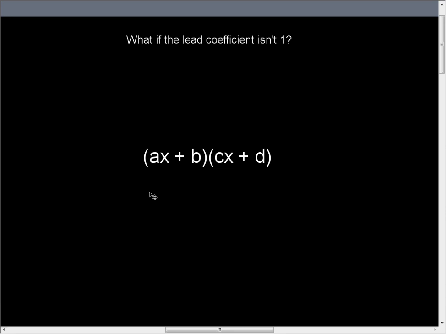So what if the lead coefficient isn't 1? Then what do we do? Does it still break down the same? I don't know. But what I am going to do is try to go back to what we had learned from before and see if I can guess as to how I might be able to do this.